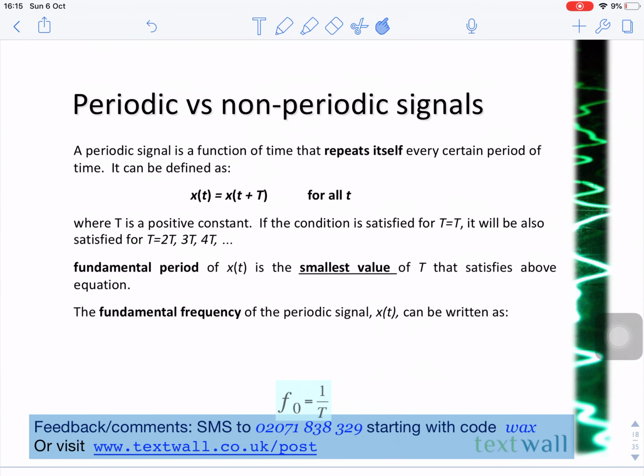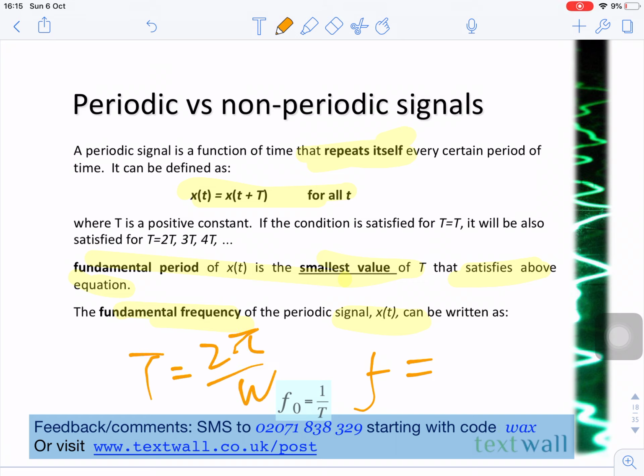For periodic or non-periodic signals: if a signal repeats itself, x(t) = x(t + T). The fundamental period is the smallest value of T that satisfies this, and the fundamental frequency follows from it. This is a very important thing here. The period T = 2π/ω, and for a triangle signal, f = 1/T. This leads to hertz as the unit. But the frequency can also be notated as ω.